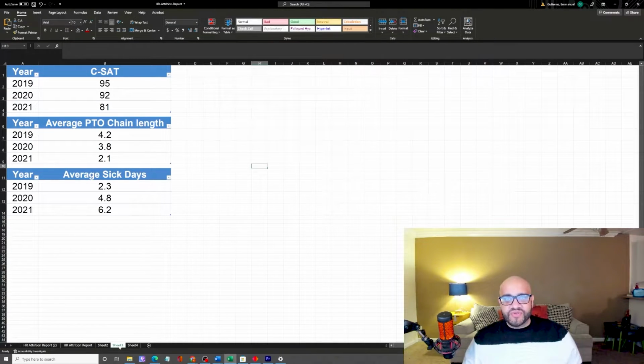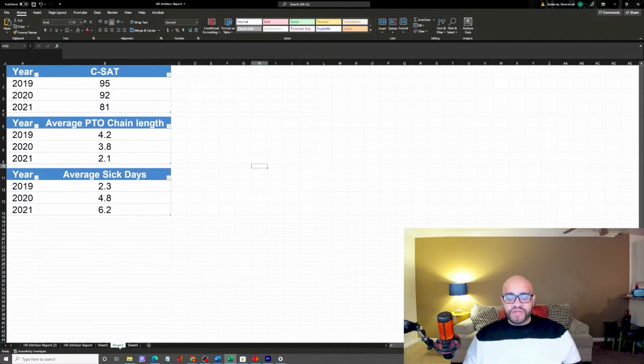So you may not see a fluctuation in the total PTO that they take, but what you would see is how many consecutive days they take, right? And a healthy PTO chain length is somewhere around 3 to 5 days on average, right? That means that every time your employee goes on PTO, they're taking about 3 to 5 days. So that usually incorporates vacation and long-term vacations like flights and things like that.